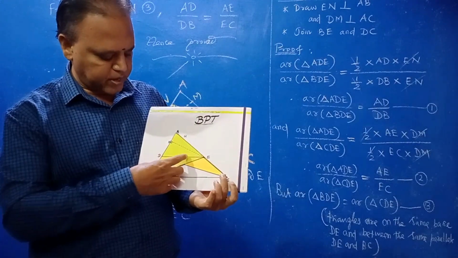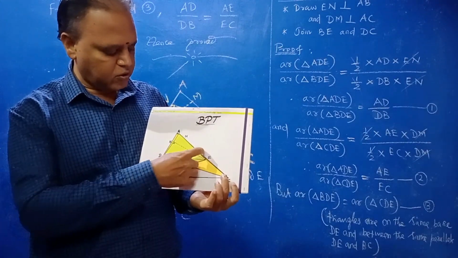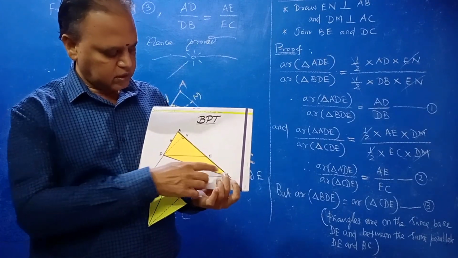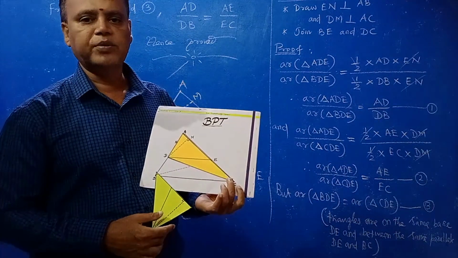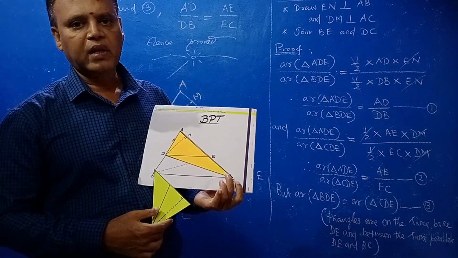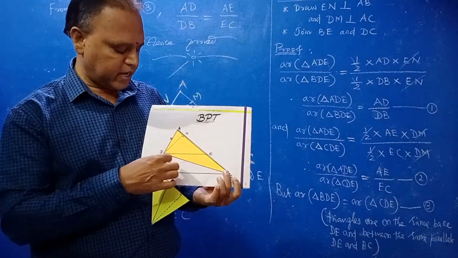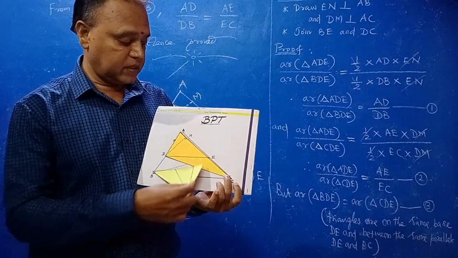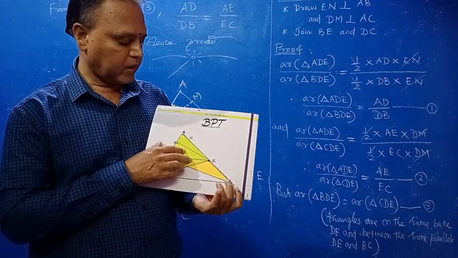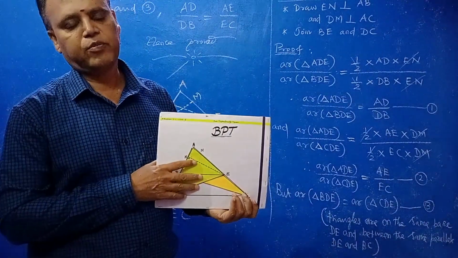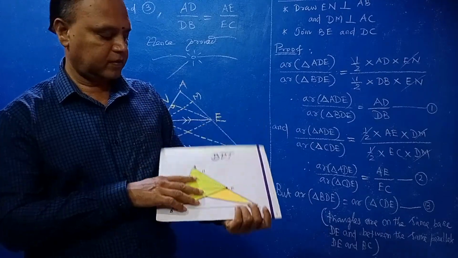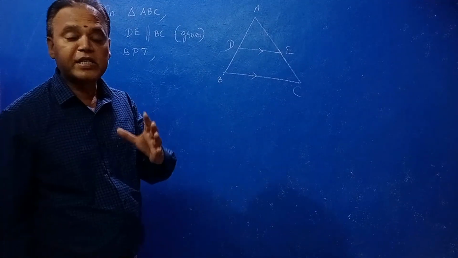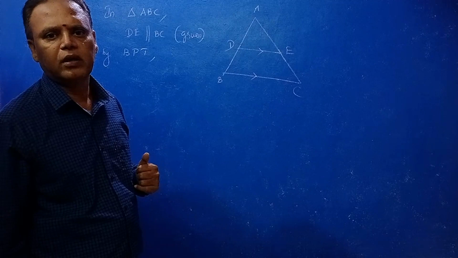This triangle, that is BDE, area of BDE equal to area of CDE. Clear? Then using that, easily we can prove AD by DB equal to AE by EC. Understand? So you can also do this type of activity. Okay. So next we will see how to use this BPT theorem.